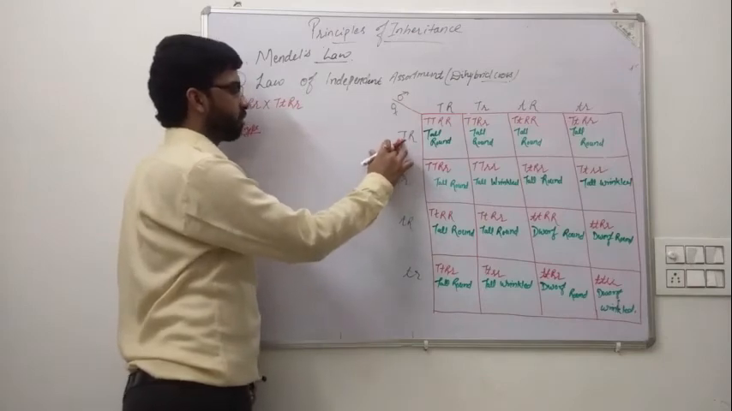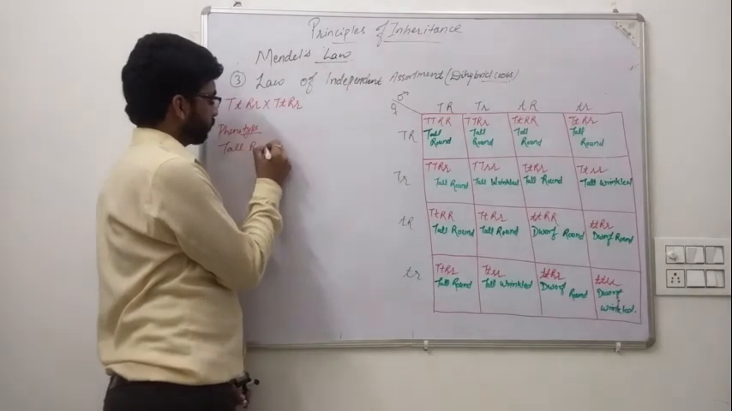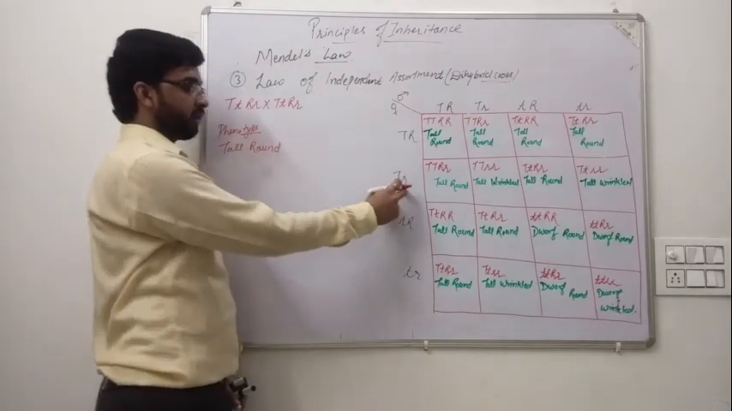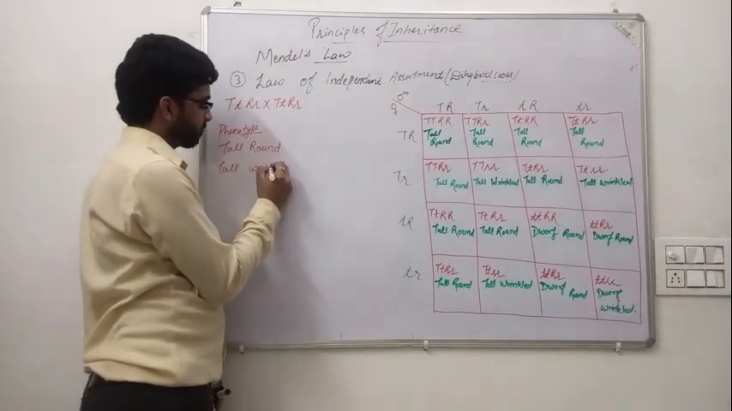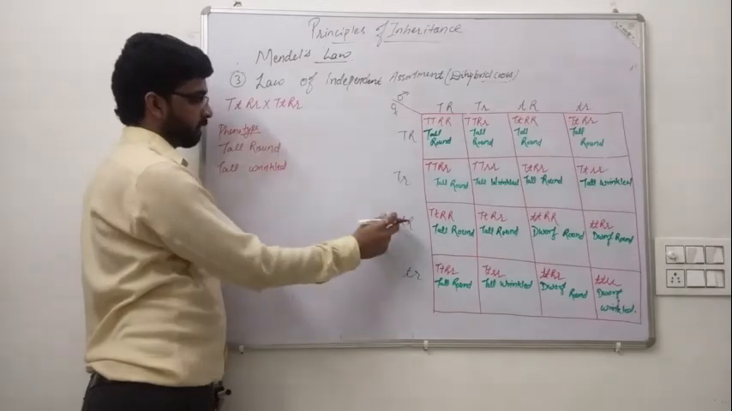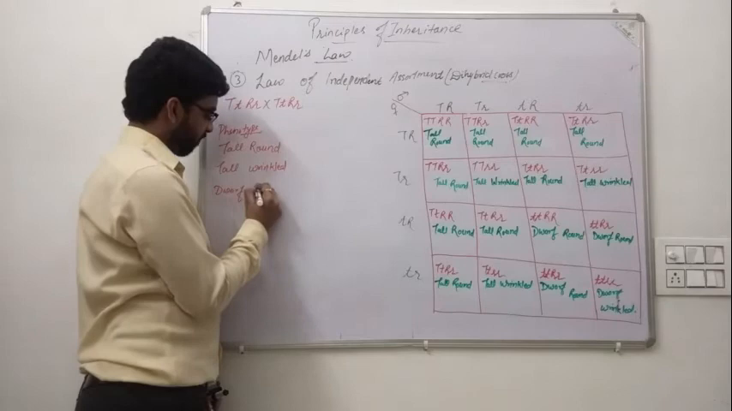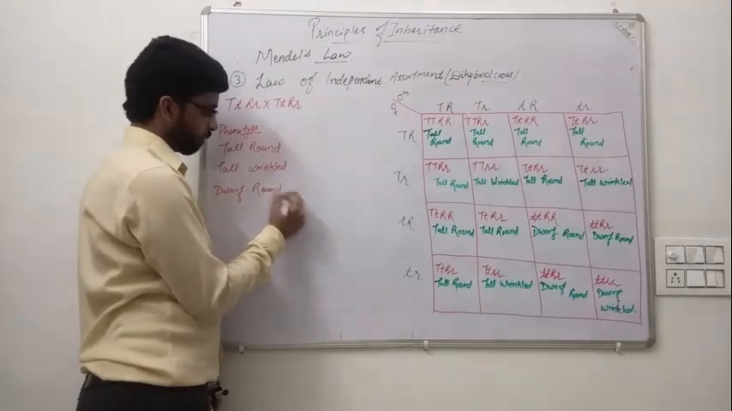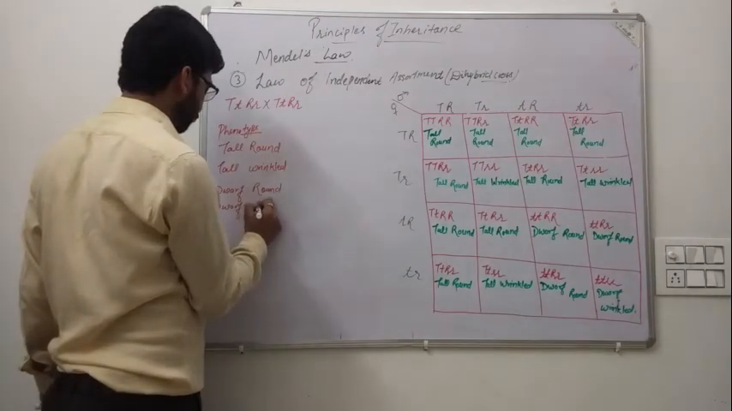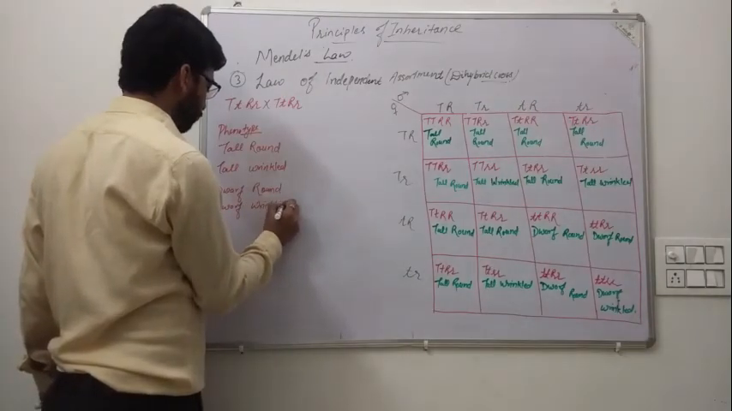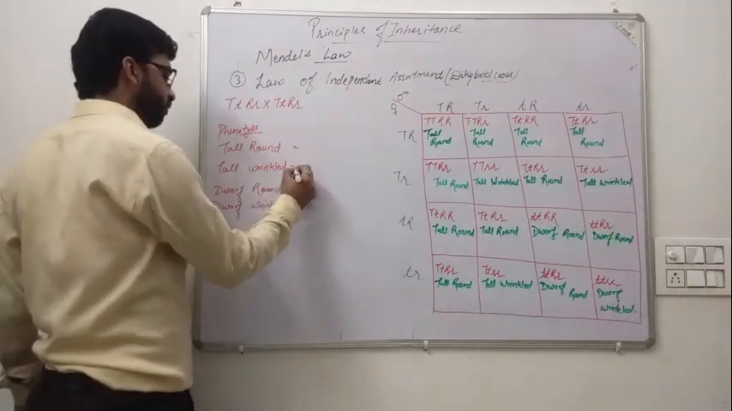Capital T small t represents tall and round. Here capital T small r is tall wrinkled, small t capital R is dwarf round, and small t small r is dwarf wrinkled. Just calculate the ratios.